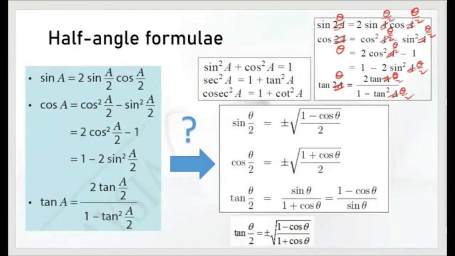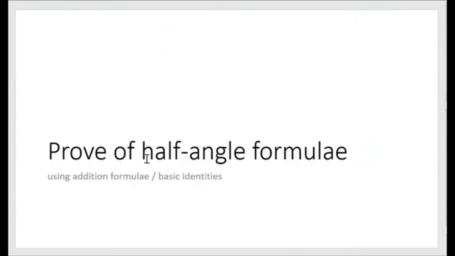I don't memorize this one, because sometimes it will show you these formulas 1, 2, 3, 4. How are we going to change this formula? This is the double angle. How are we going to change the double angle formula into this form, by using the double angle and the basic identities? Let me show you how we're going to prove the half angle formula.